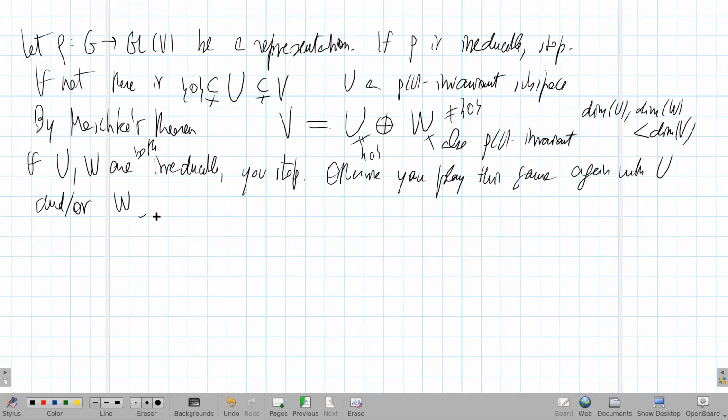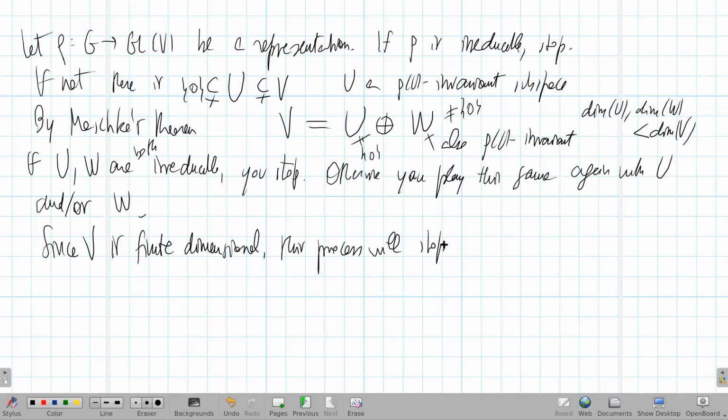So since V is finite dimensional, and this is important, this process will stop eventually. And you will have obtained by the end of this that V is a direct sum U1, ..., let's call it Uk.